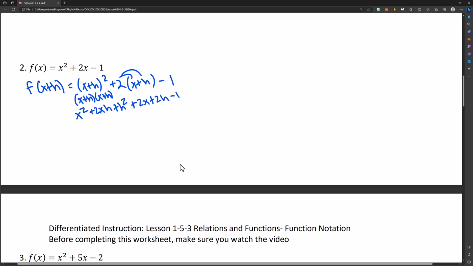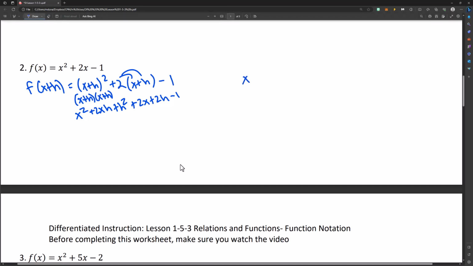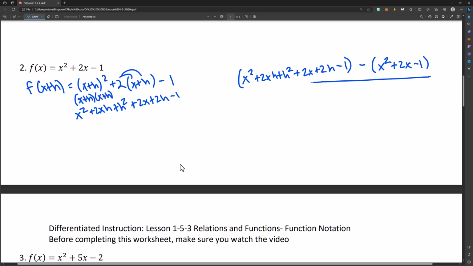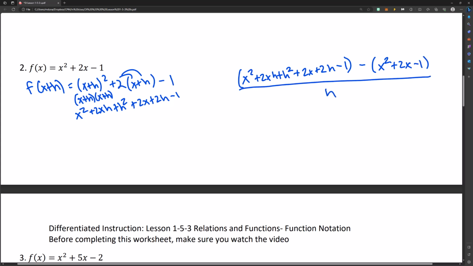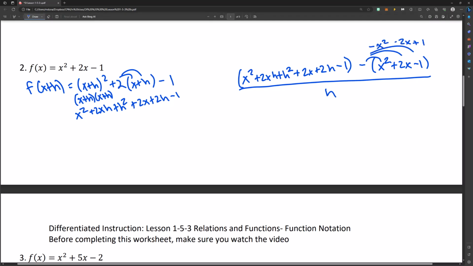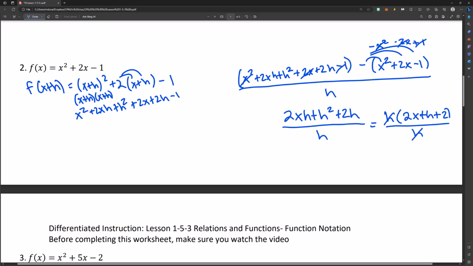So now plugging it into the difference quotient. So now I get f of x plus h minus f of x all over h. So now the negative distributes. x squared cancels out with x squared. 2x cancels out with 2x. Negative 1 cancels out with positive 1. Factor out the h. So I'm left with 2x plus h plus 2.